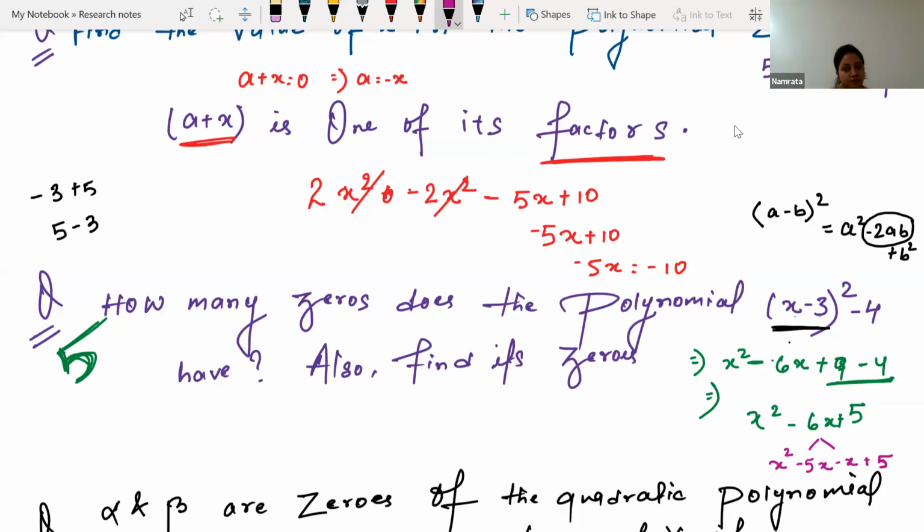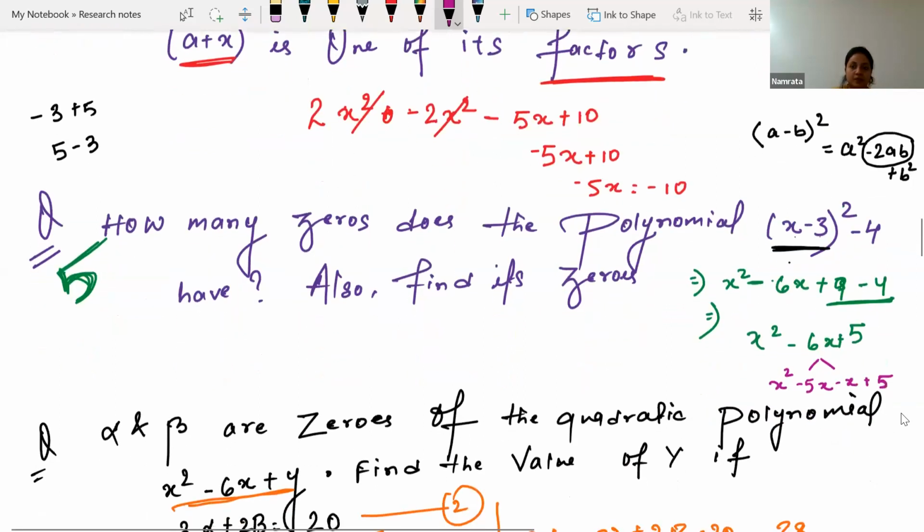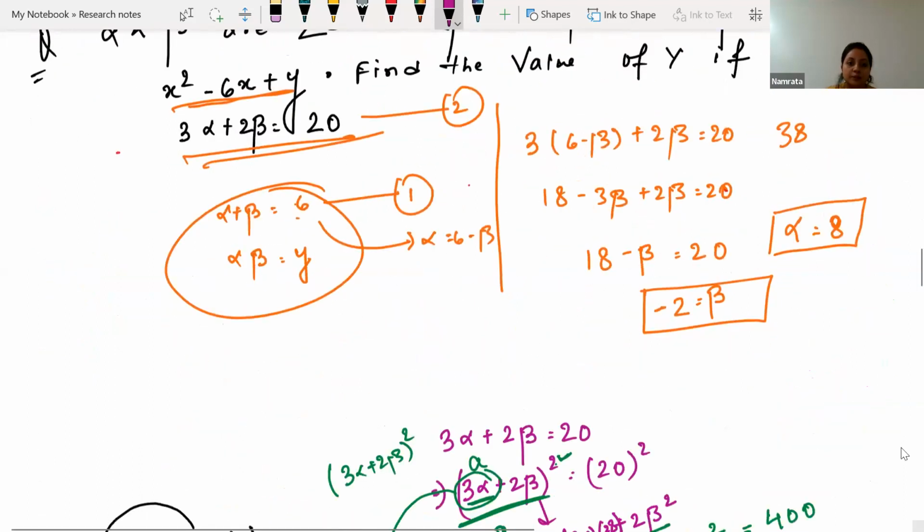x minus x, and then bracket x minus 5, then minus, then sign will be changed, x minus 5. So we are getting x minus 5 here. If we take x common, and if we take minus 1 common, basically we are getting x minus 5 and x minus 1, right? Yes. And the zeros are? 5 and 1. Perfect. Okay. Let's move ahead.